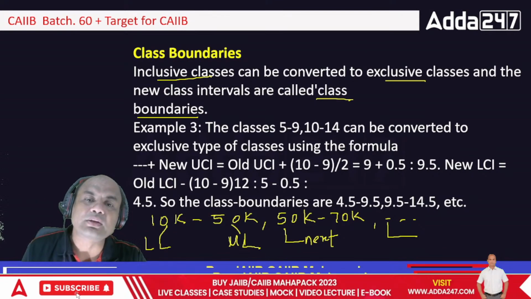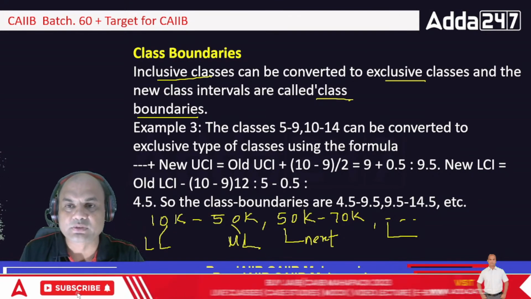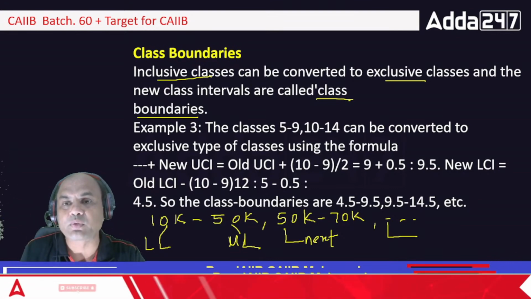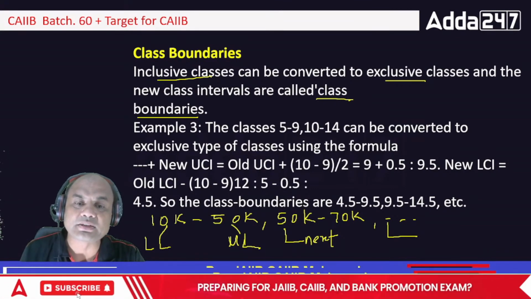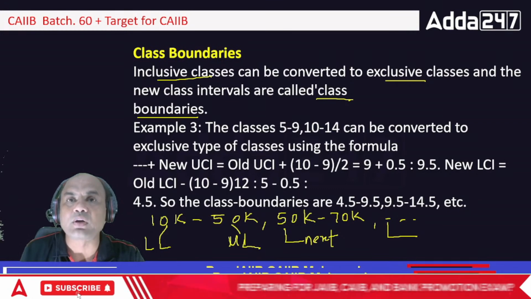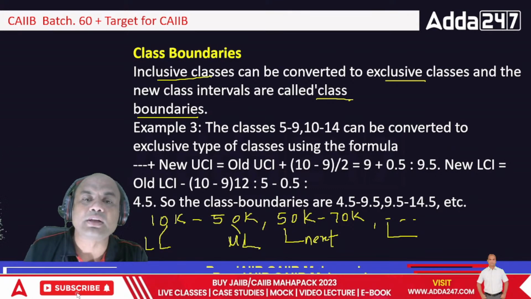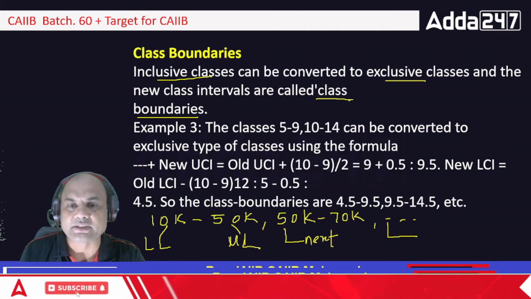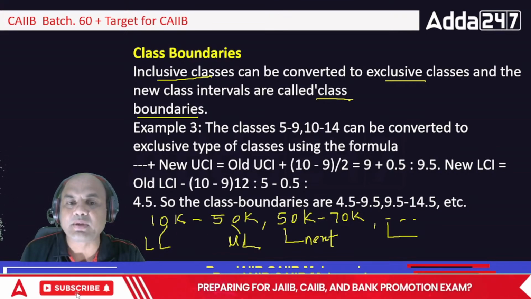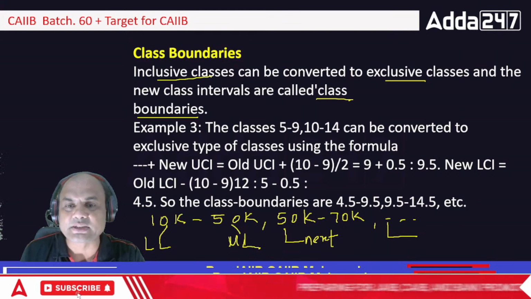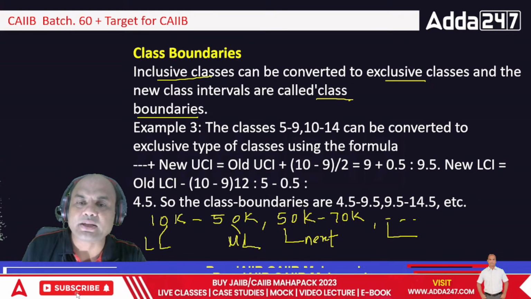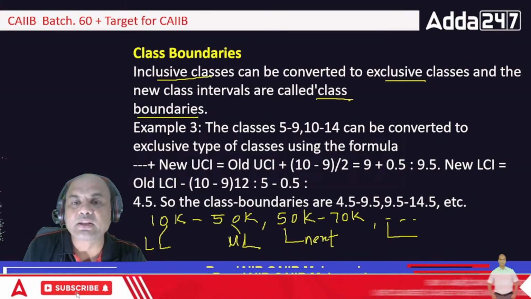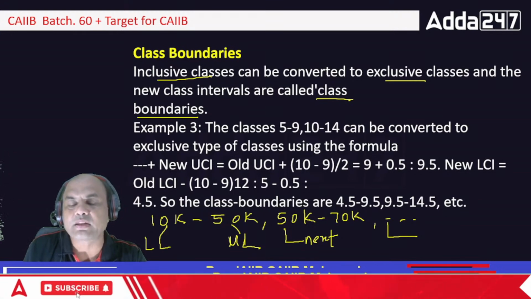So an inclusive class can be converted into an exclusive class. Exclusive means the upper boundary is not taken into account, and the new class interval is called class boundaries. The classes 5 to 9, 10 to 14 can be converted into exclusive type. See, these are the examples given: 5 to 9 is an inclusive type, where both 5 and 9 are included.